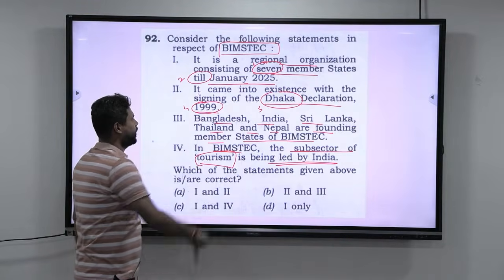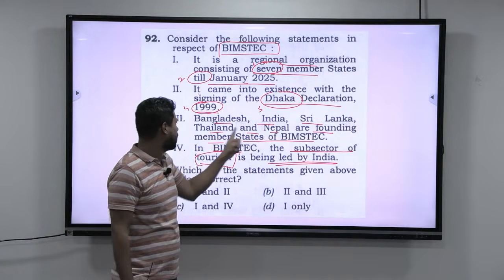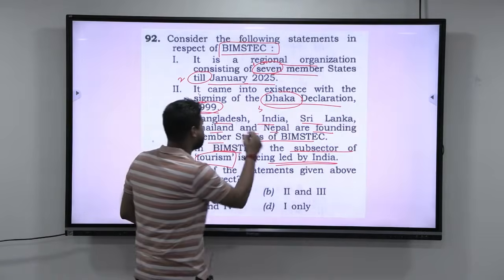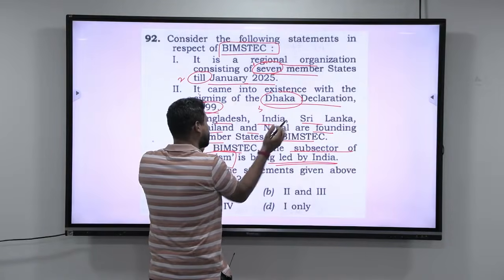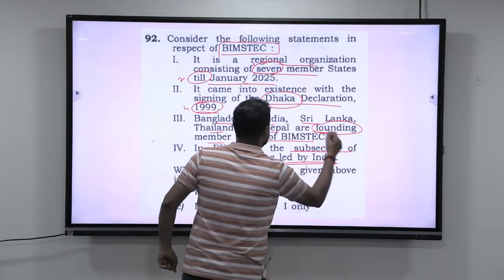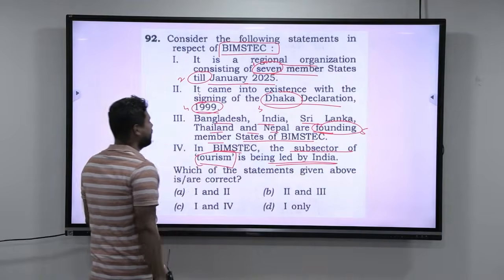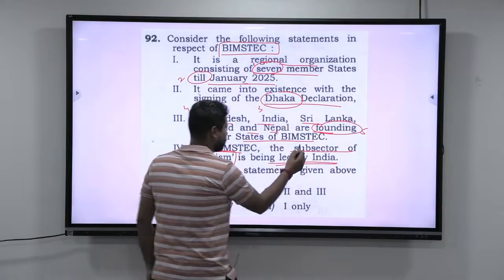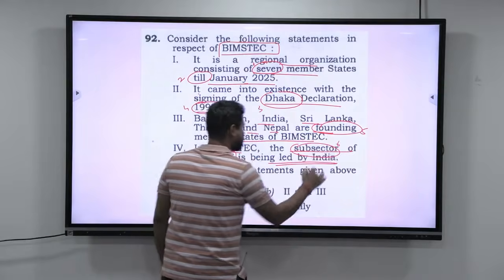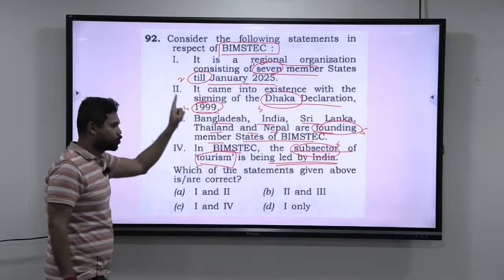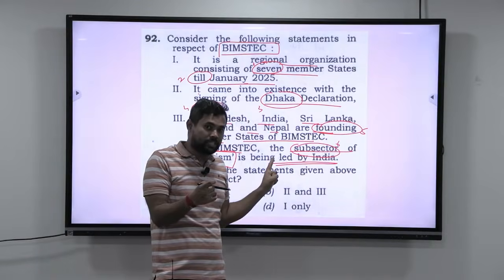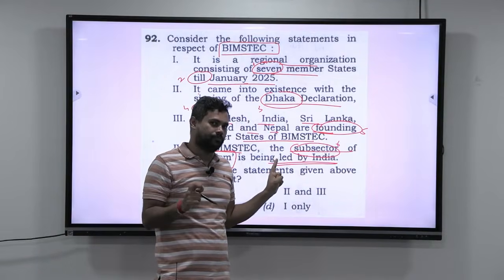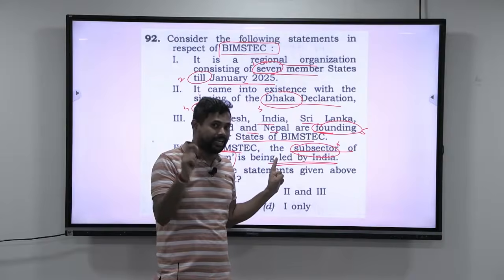This is another variable 4. Bangladesh, India, Sri Lanka, Thailand and Nepal. See, 5, are they all together or are only 3 are founding members? That itself is another variable. In BIMSTEC, the subsector of tourism, not sector, they are asking subsector. Look at this, 6. There are so many variables that the examiner has the chance to change. You should be very careful. Hence, this question becomes very tricky as well as difficult.